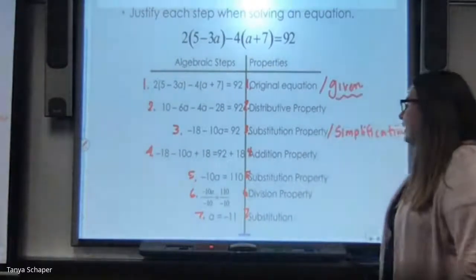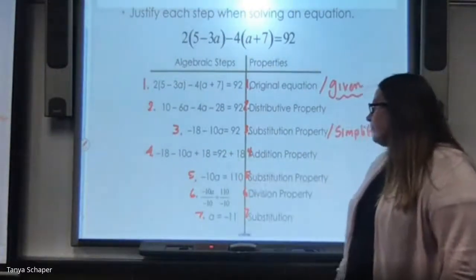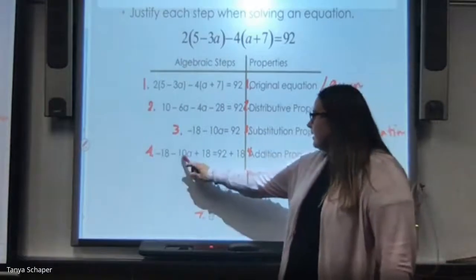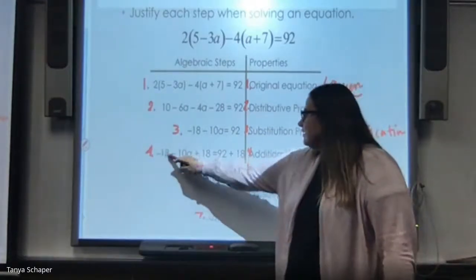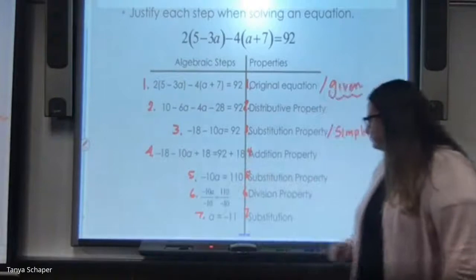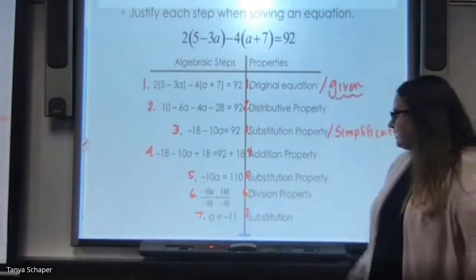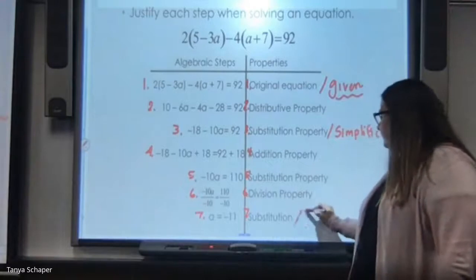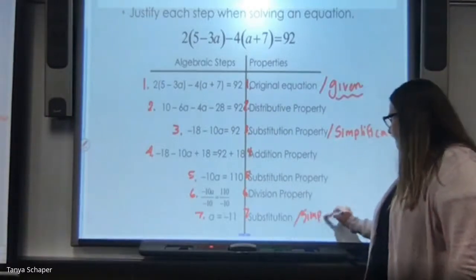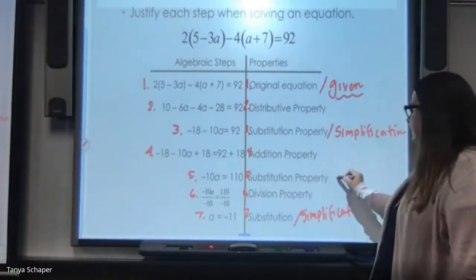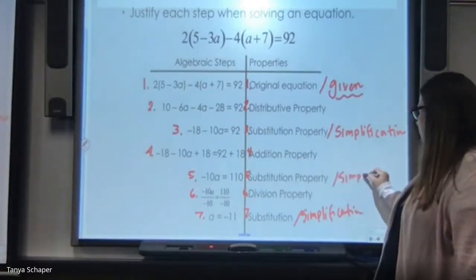Okay, then we did the subtraction property, where we substituted this value in for this. The division property, we divided both sides. And then substitution is also, again, simplification. Same thing here. And I might have misspoke a little bit.